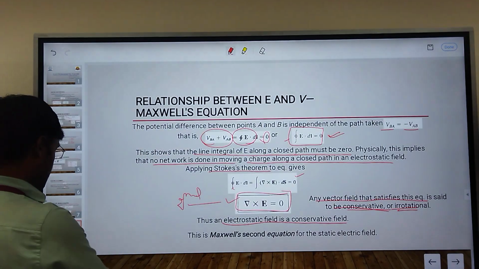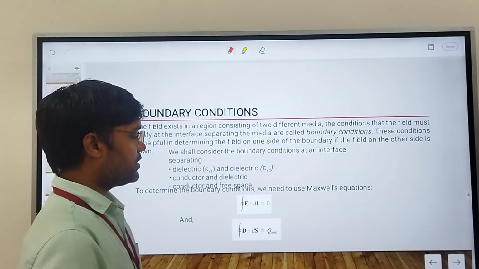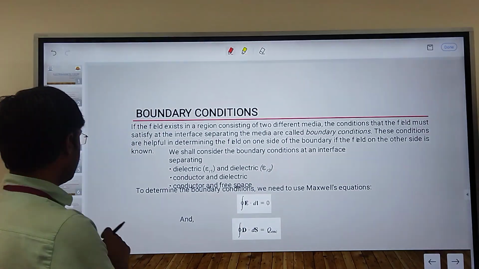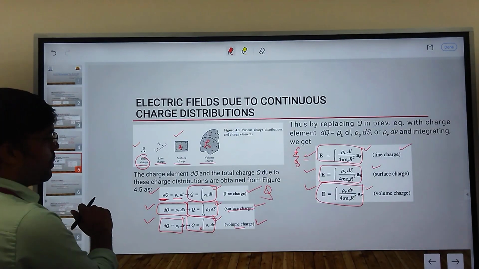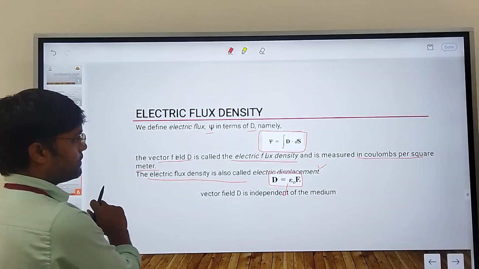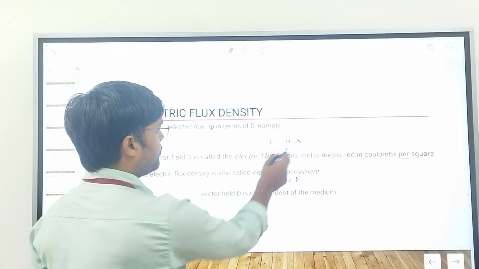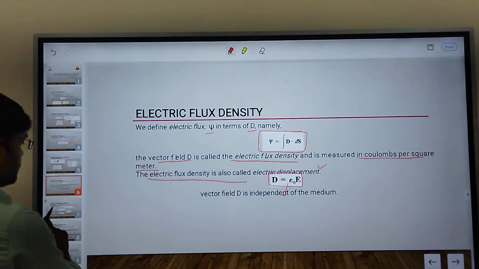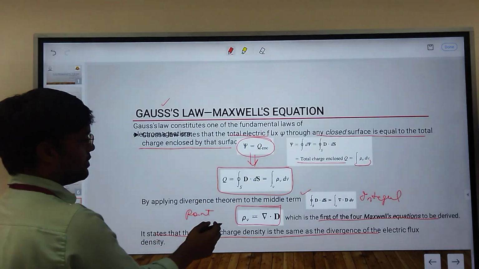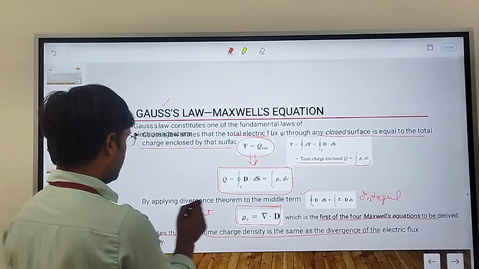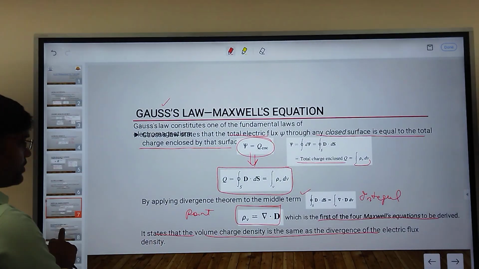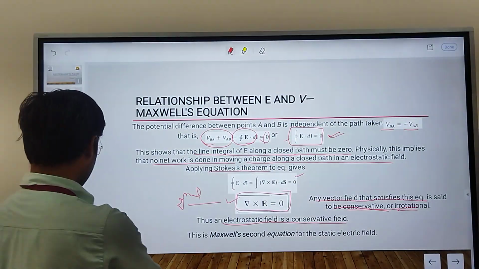So we have to keep in mind these two Maxwell's equations for the electrostatic field. The first equation was the surface integral of D dot ds equal to the enclosed charge, that is, rho v equal to del dot D, and the second equation was curl of E equal to 0.